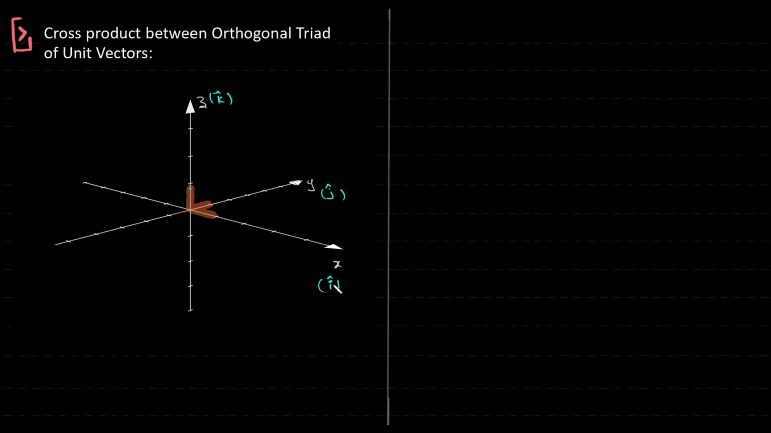First thing is we'll keep this in mind. Next, we are looking at i cap cross j cap. So this is nothing but the magnitude of i into j into sine theta n cap. But theta here is 90 degrees, because this is the whole definition of the orthogonal trait. Orthogonal means they are 90 degrees with respect to each other. Next, n cap is the unit vector, pointing in a direction perpendicular to the surface. So i and j form this surface, and the perpendicular to that can be either up or down.